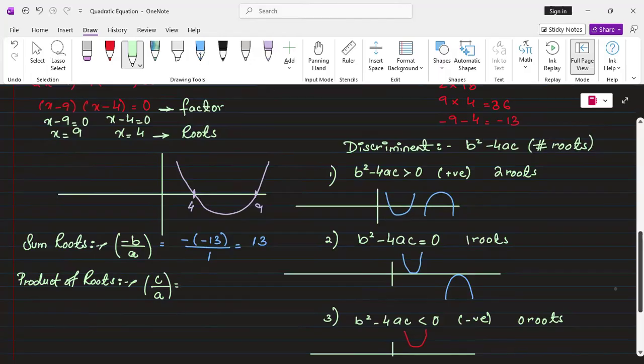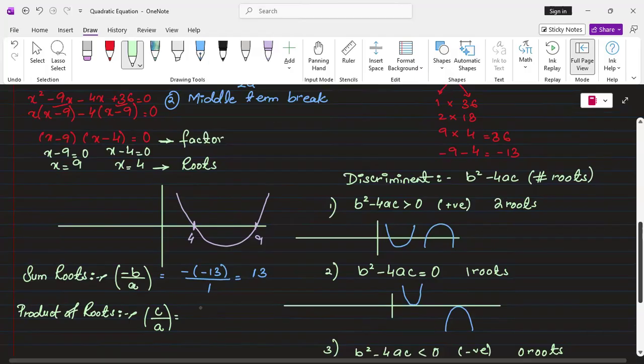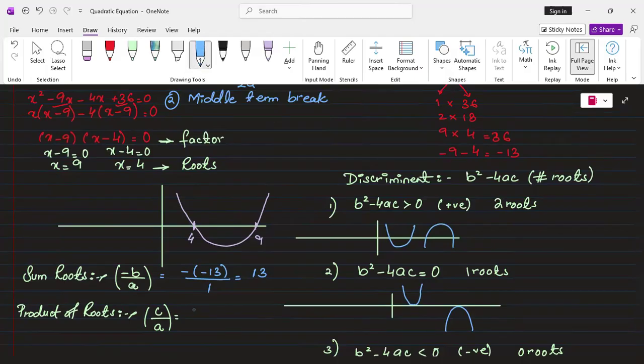So, now if I just multiply 4 into 9, 4 9 to 36. So I know what the value of c was equivalent to 36 now. 36 over 1. ये answer आ रहा है 36. So sum of roots is equivalent to minus b upon a. The product of roots is equal to c upon a. So just remember all these formulas. And again, these formulas are given in the formula sheet. So once you go through the formula sheet, you will remember all these formulas.